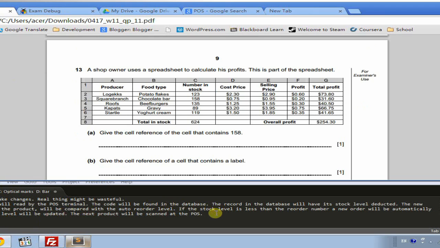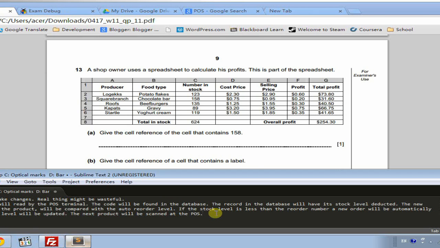Okay, number 13. So 13 is a spreadsheet question, which seems a bit odd because this is the theory exam, but they will include some, especially in the newest examinations, they're going to be including more practical questions in the theory exam and some theory questions in the practical exam. So watch out for that when it comes along. Anyway, a shop owner uses a spreadsheet to calculate his profits. This is part of the spreadsheet.